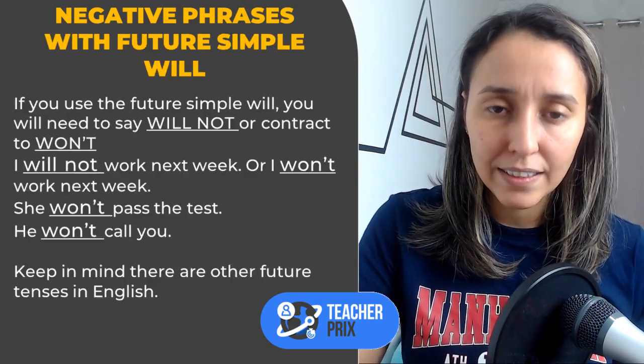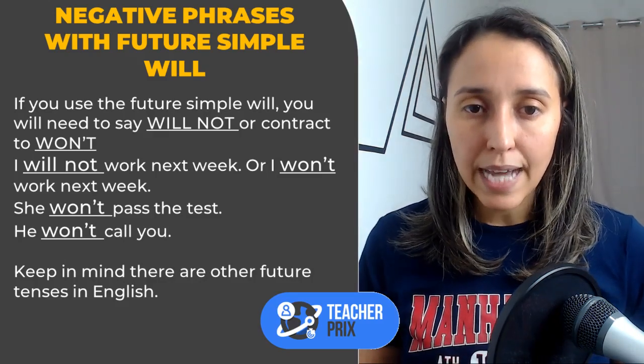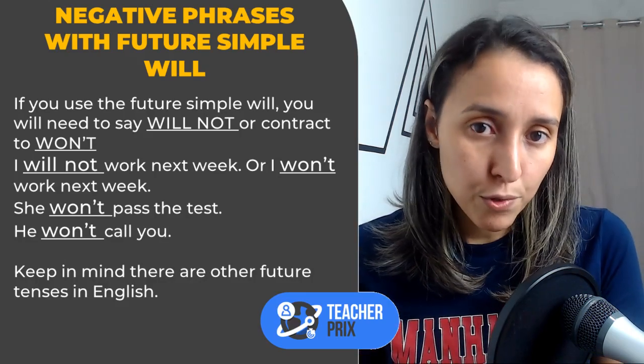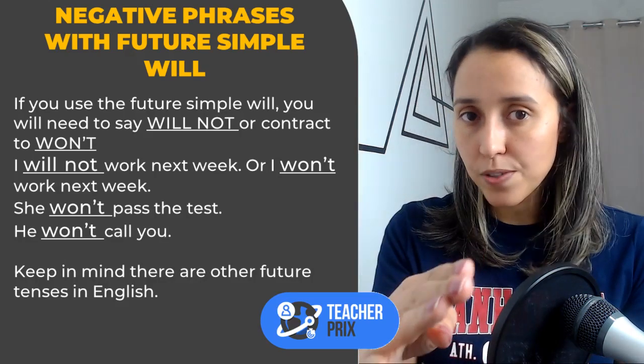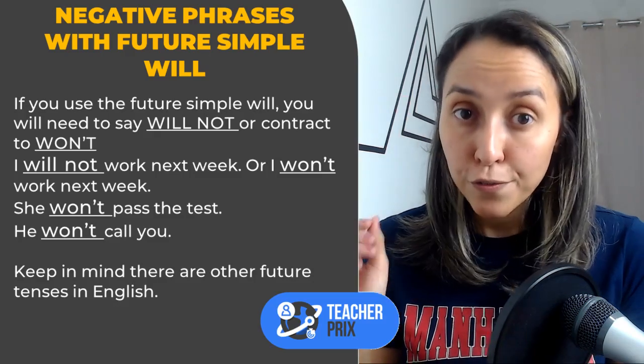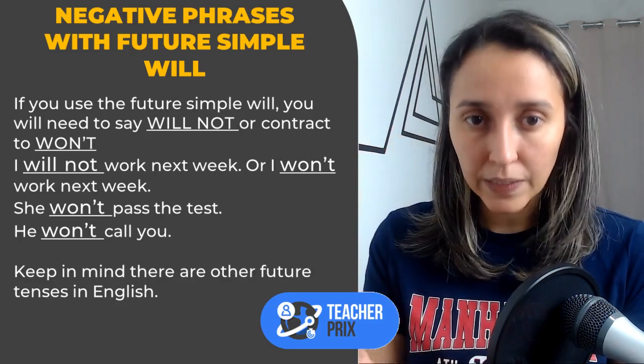And finally, negative phrases with future simple will. Now, before I talk about this, there are different kinds of future in English. Future simple with will is one possibility. We have more future tenses in English. I'm just showing you one, okay?